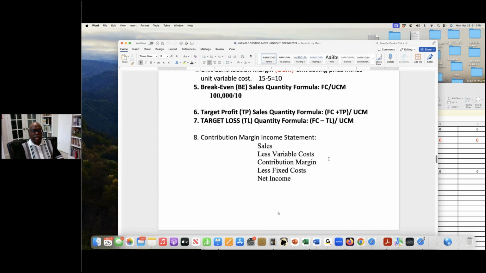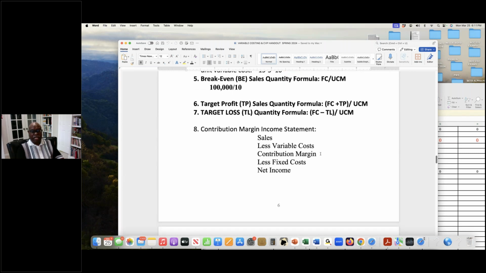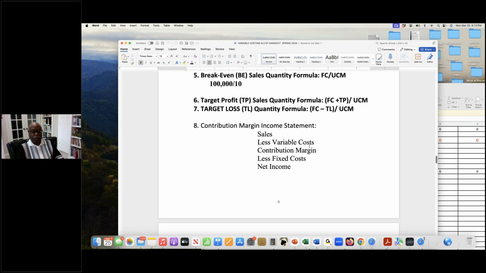And once again, that income statement: sales less variable cost is contribution margin, less fixed cost is net income. Because from now on, except for that one, you've got to calculate the quantity. You've got to calculate the quantities all the time.